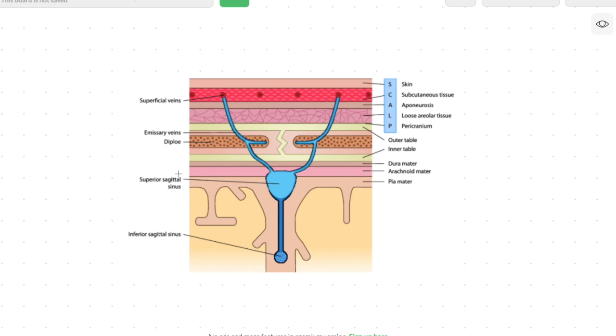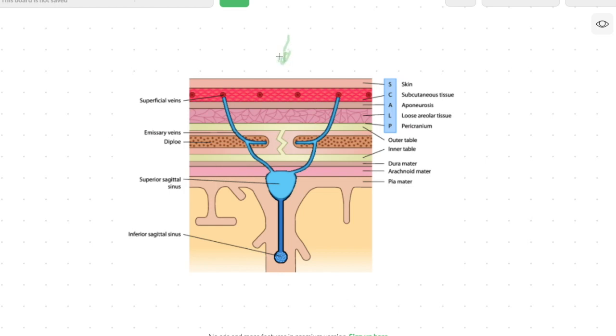The scalp itself, in the anatomical sense, is defined as the layers of skin and subcutaneous tissues that cover the bones of your cranial vault only. So the scalp has different layers, and we will move from top to bottom in order to talk about these scalp layers.